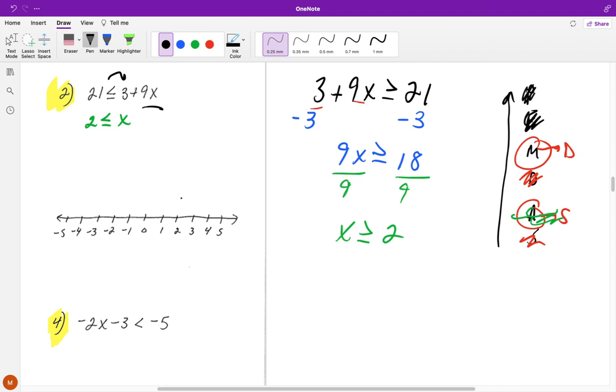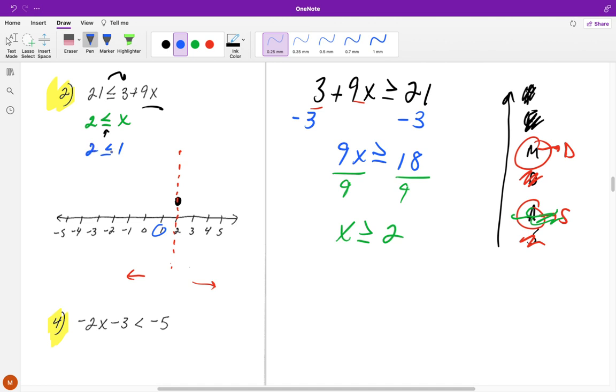So when we go to graph this, it's going to be a closed circle at 2, or a solid one, because it's equal to. And from here, this does break your graph up into 2 different regions, the region to the right and a region to the left. In each region, all of the numbers will either be a solution or all the numbers will not be a solution. So if you're stuck on how to know which way your arrow goes, pick a number from each region. I'm going to pick 1 and test it.